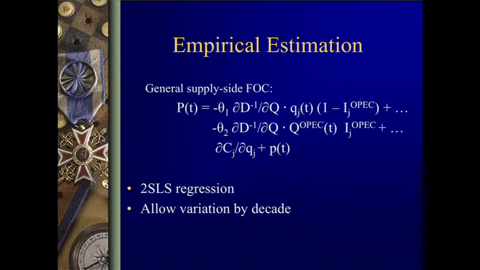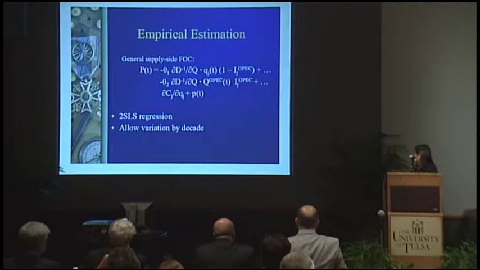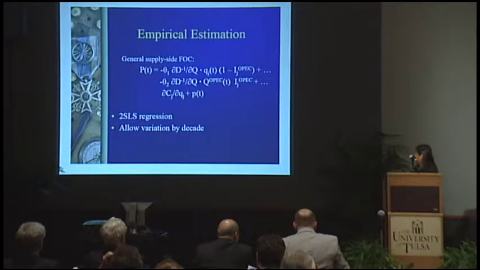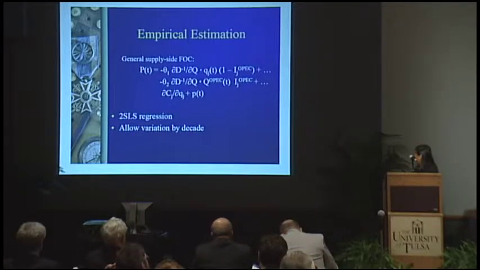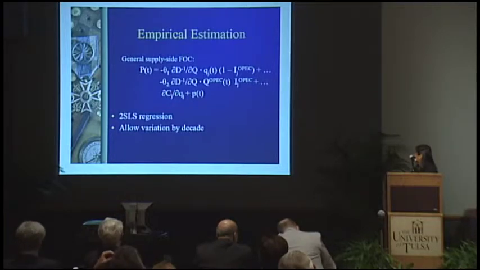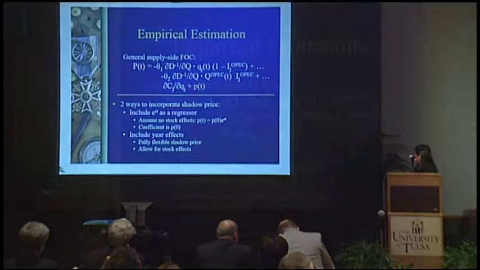And these quantities are going to be endogenous because supply quantity and price are simultaneously determined by the supply and demand curves. So I use instruments for both the non-OPEC individual country quantities and the OPEC total quantity. So it's a two-stage least squares regression of price on non-OPEC countries' quantities, total OPEC quantities, marginal cost, and then I also allow variation by decade. So I allow these market structure parameters to potentially vary by decade, so potentially the market structure might have varied by decade. And so you're probably wondering what I do with this shadow price.